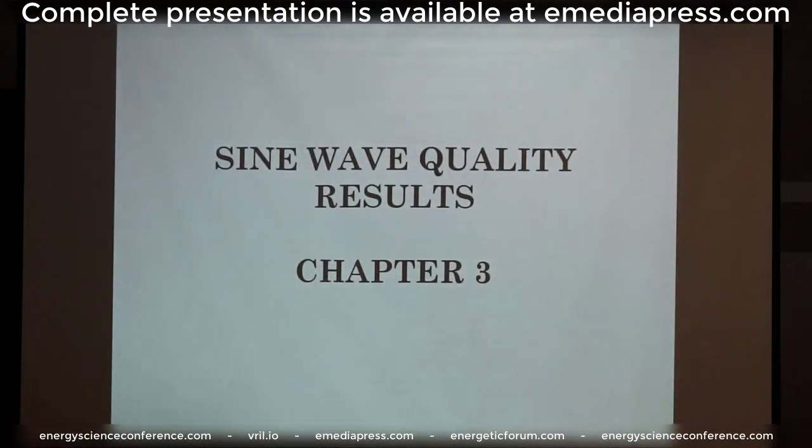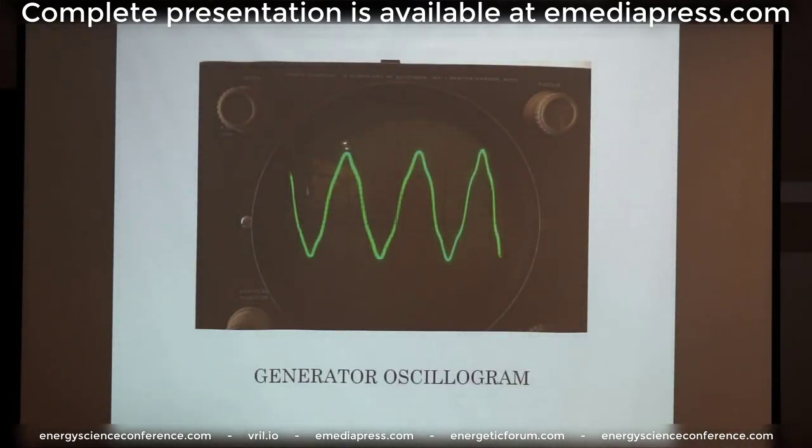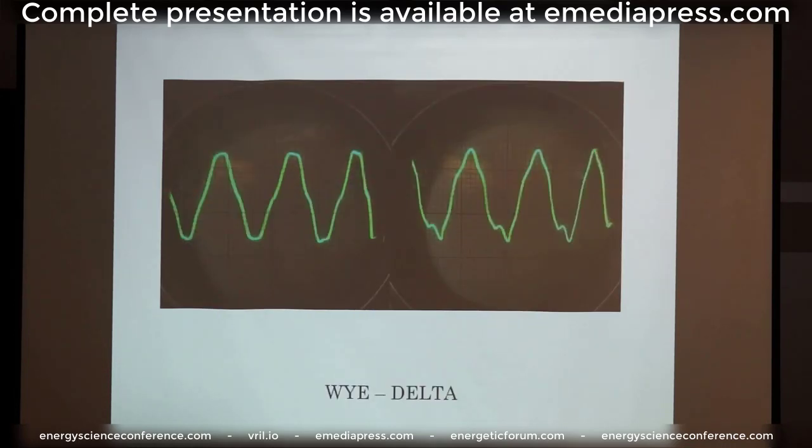And then we have the sine wave quality results of the various transformer configurations. So this is the generator oscillogram without anything connected to it, just the oscilloscope. This is the sine wave it produces from one phase to the other. It's fairly clean, not completely. We see that it's a tad distorted. And then we have here a wye-delta network with a load, an incandescent bulb, which dampens the amplitude of the sine wave. And then here we have a nonlinear load, where I actually use 2 LEDs, which completely distorts the bottom half of the sine wave.